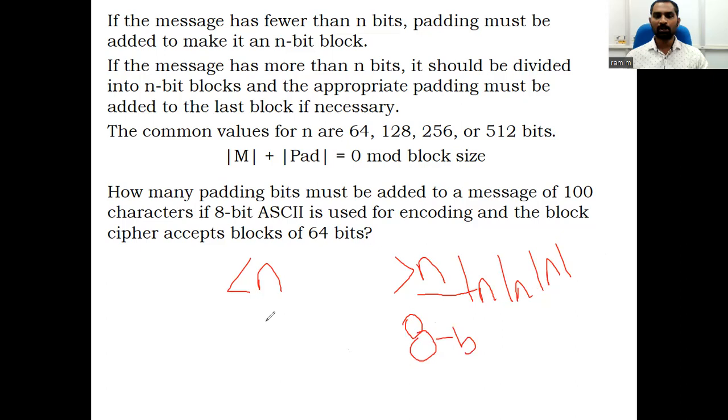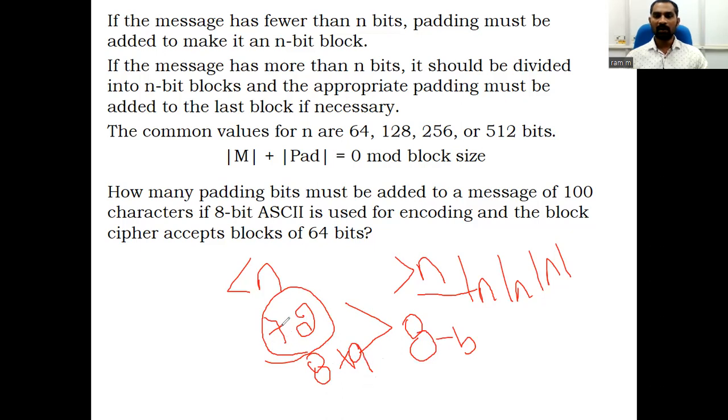Now, the data I have received is 72 bits, which is greater than 8 bits. What I'll do is divide this 72-bit data into n-bit blocks, that is 8-bit blocks. So I can divide it exactly into 9 blocks, and each block will have 8 bits, no problem.